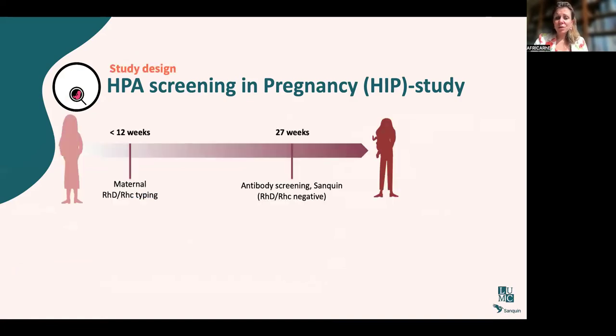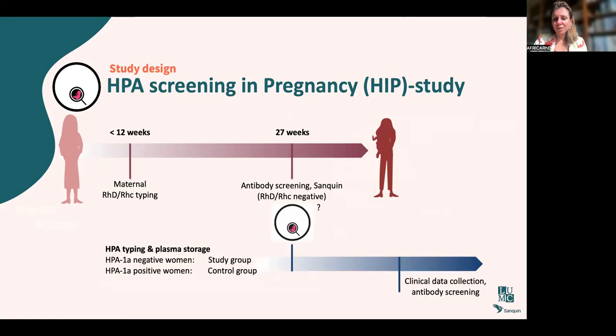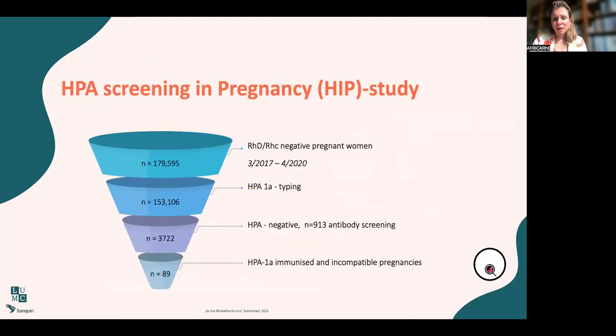As I said, we collected all blood at 27 weeks. This is a standard moment to do antibody screening for RH. And we collected more than 150,000 tubes of patients, and they were typed on HPA-1a. And this resulted in more than 3,000 women that had HPA-1a negative pregnancies.